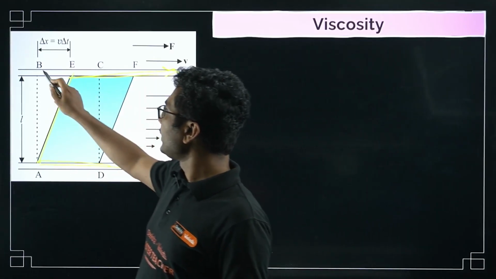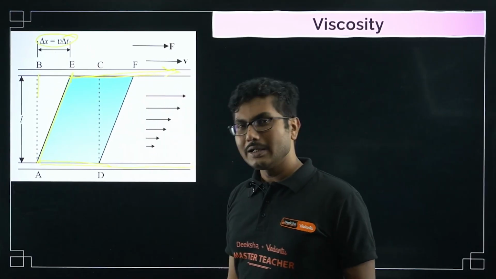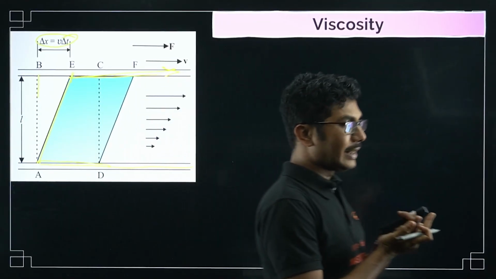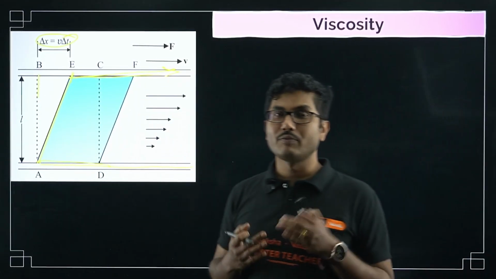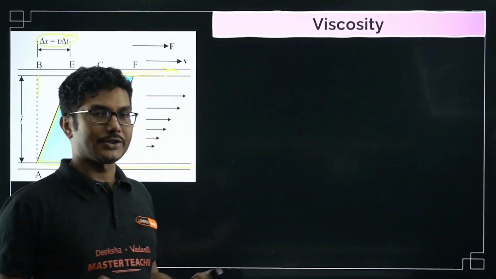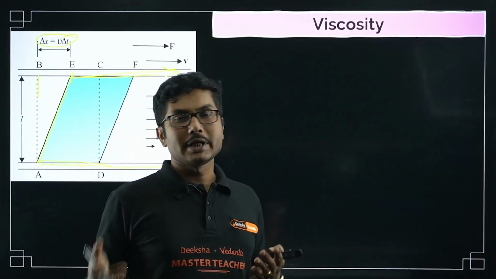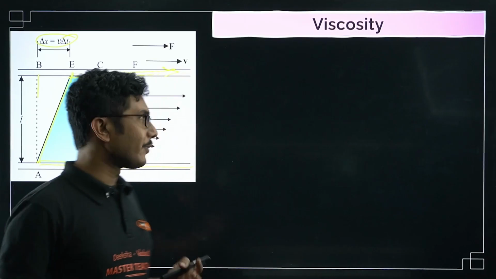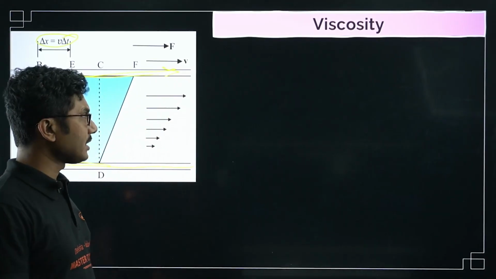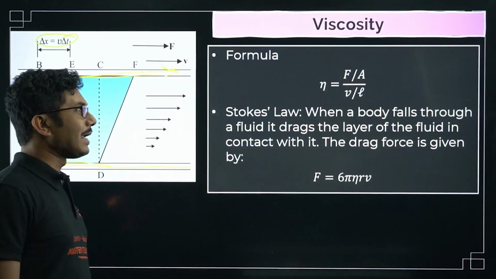So the displacement of the upper layer is given by delta x equal to V into delta t. Now this is happening because one layer of liquid has a kind of friction with the other layers. So viscosity is liquid friction. We have seen friction when one solid object tries to slide over another, then there is a friction force, but when a liquid tries to slide over another liquid, there is a viscous force, and viscosity is given by (F by A) divided by (V by L).